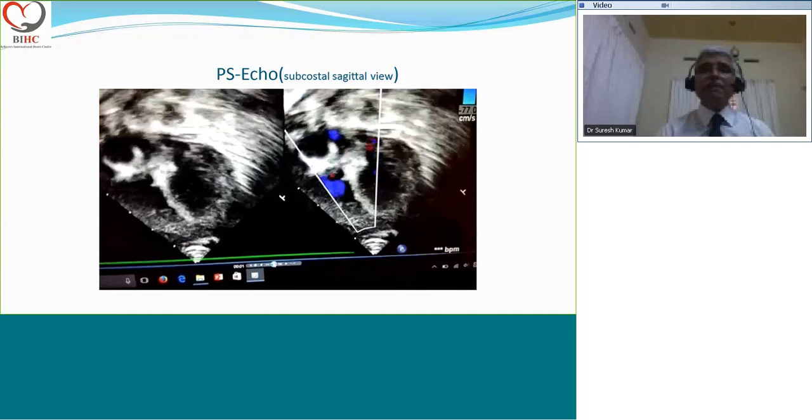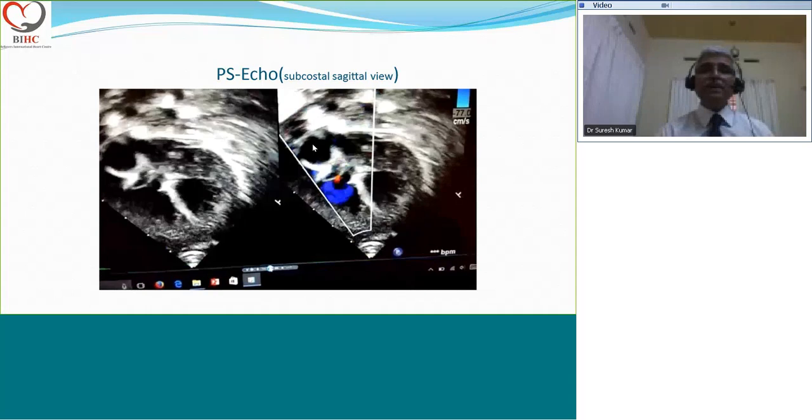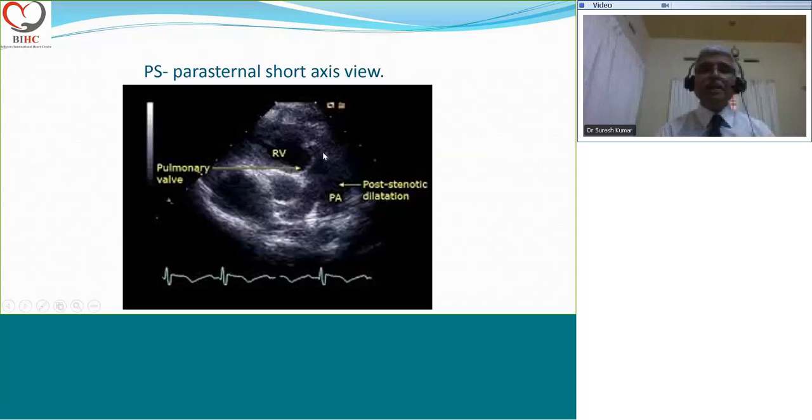And in a parasternal short axis view, this image won't move, I'm sorry. This is the doming pulmonary valve. The point that I want to make, look at the dilated pulmonary artery. This is the diameter of the aorta. If the main pulmonary artery is twice the diameter of aorta, obviously it is dilated.